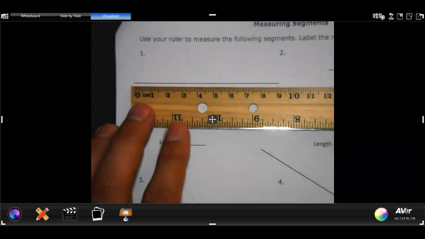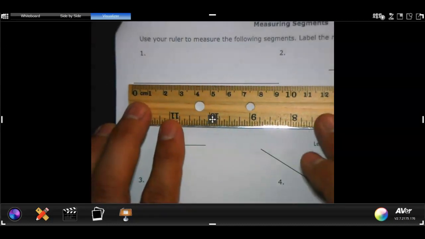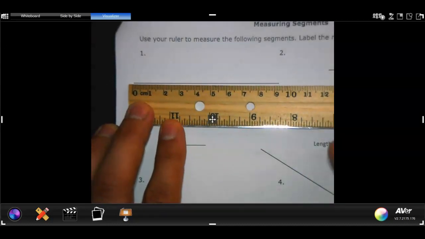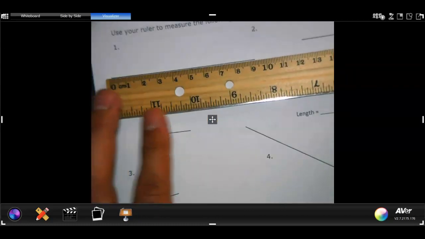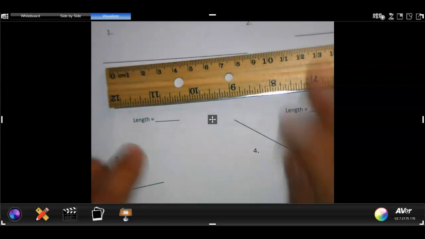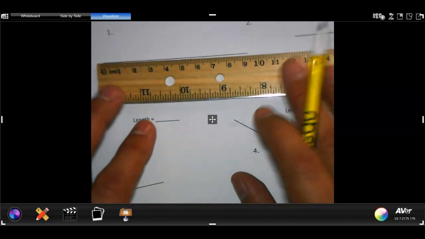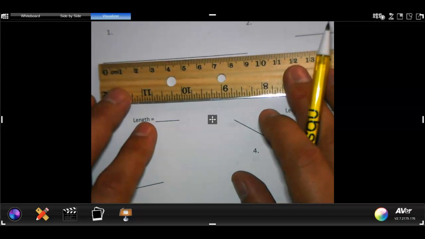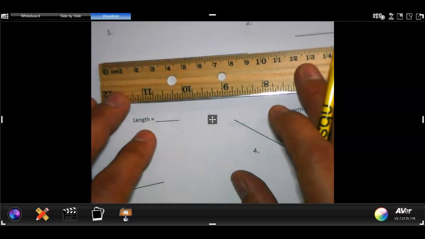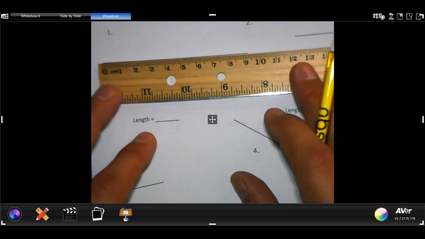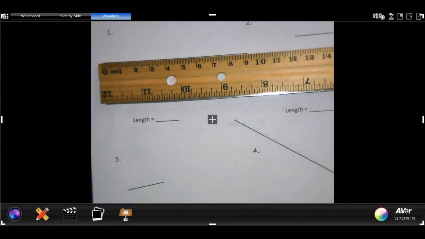Now, I want you to notice, I'm lining it up at 0, not the end of the ruler. The end of the ruler is not at 0, okay? And when I let go, it moves. So 1 second. I'm gonna try to line it up.